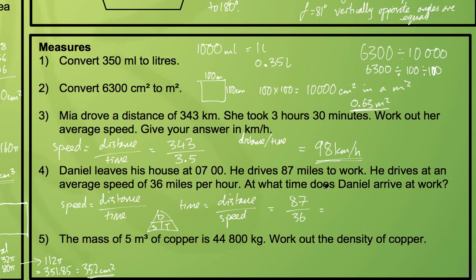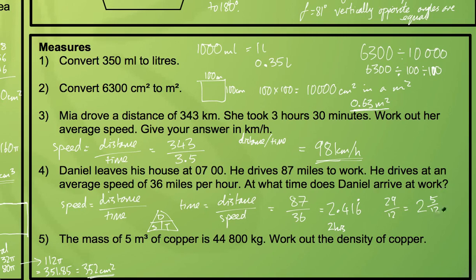87 divided by 36 is 2.416 recurring. That tells me it's 2 hours. As a fraction, 2.416 is 29 over 12. 12 goes into 29 twice with a remainder of 5, so 2 and 5 twelfths. 5 twelfths of an hour.